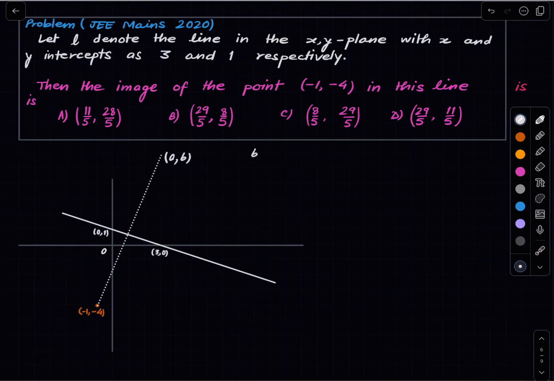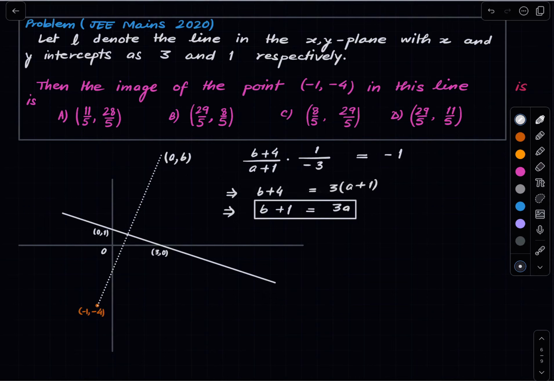Okay, so what is the slope of this line? The slope of this line is (b plus 4) divided by (a plus 1). That multiplied by the slope of this line, 1 divided by minus 3, equals minus 1, because the product of slopes of two perpendicular lines is minus 1. So we get b plus 4 equals 3 times (a plus 1), which gives us this.